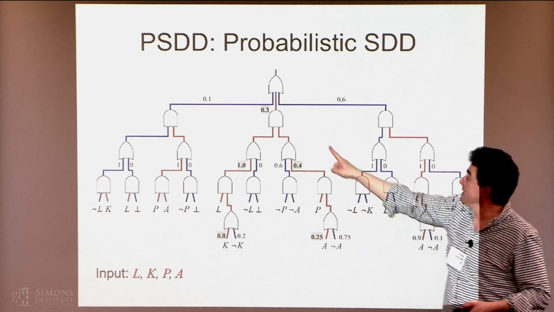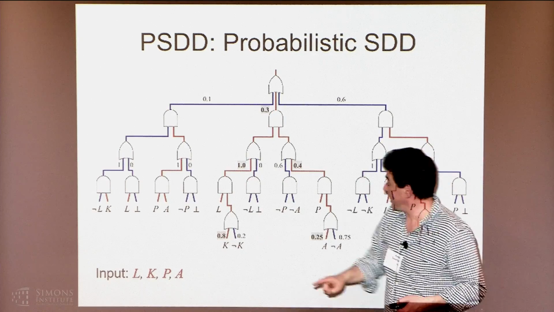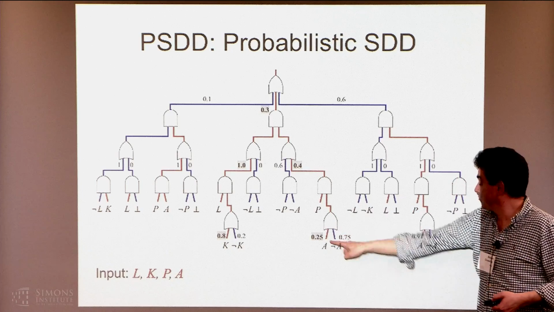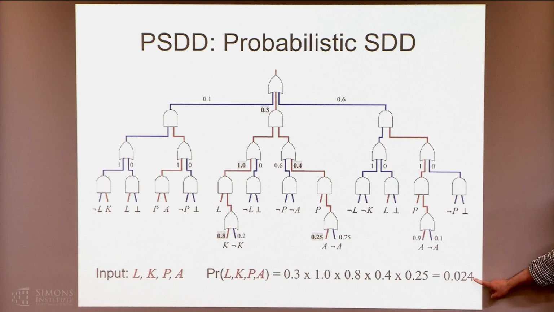So in this case, it's 0.3, 0.1, 0.8, 0.4, 0.25. And that's the property of this element. Red is 0? What is it? Red is high.